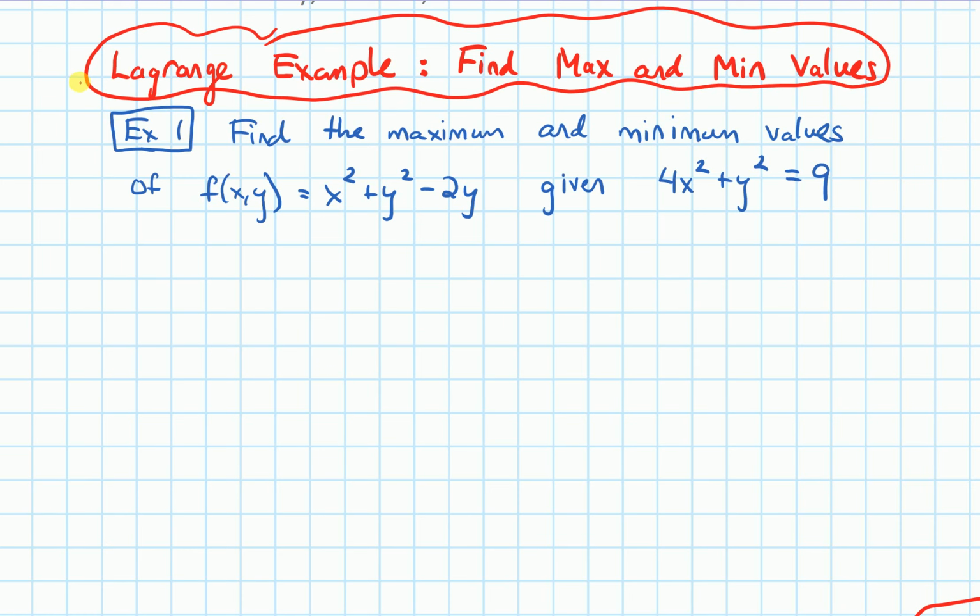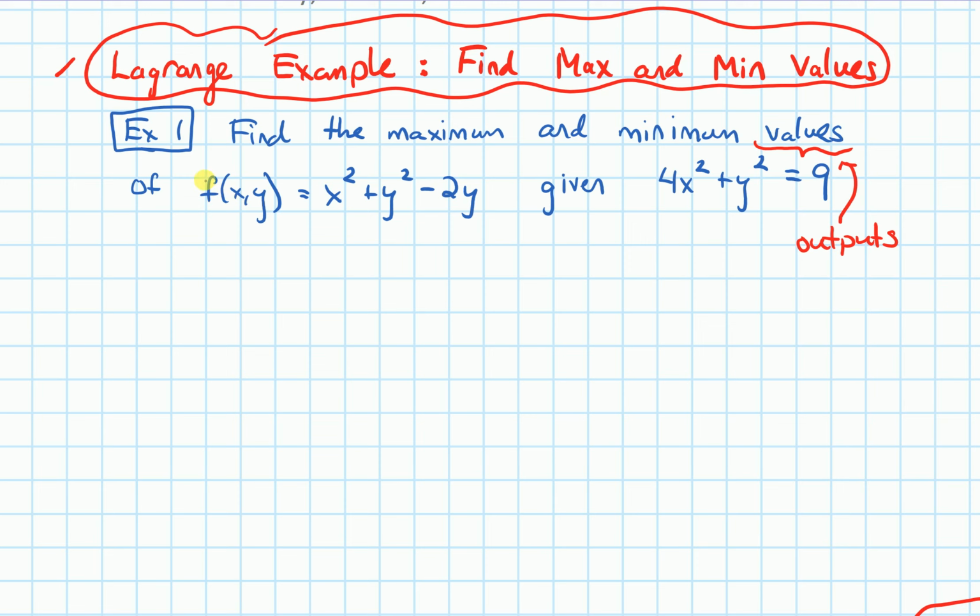In this video, we are going to look at a Lagrange multipliers example where we find the max and minimum values of a function. So the example says to find the maximum and minimum values of f of x comma y equals x squared plus y squared minus 2y given 4x squared plus y squared is equal to 9. So when a question asks us to find the max or the min values, and it says that specific word values, it's referring to the outputs of the function.